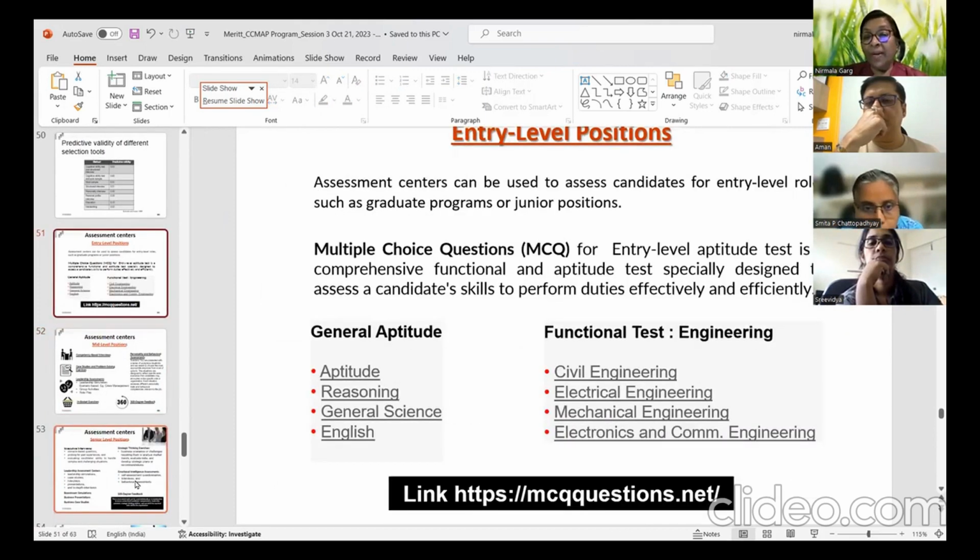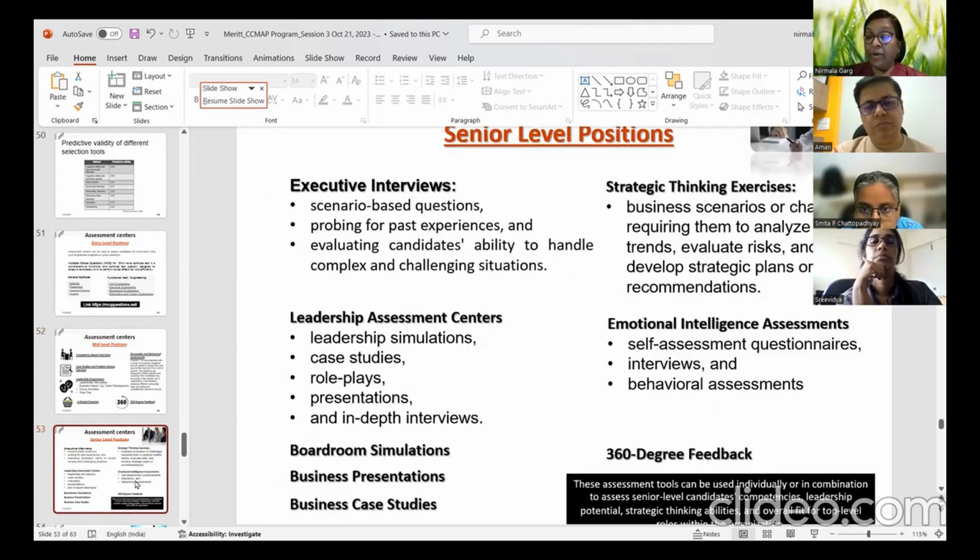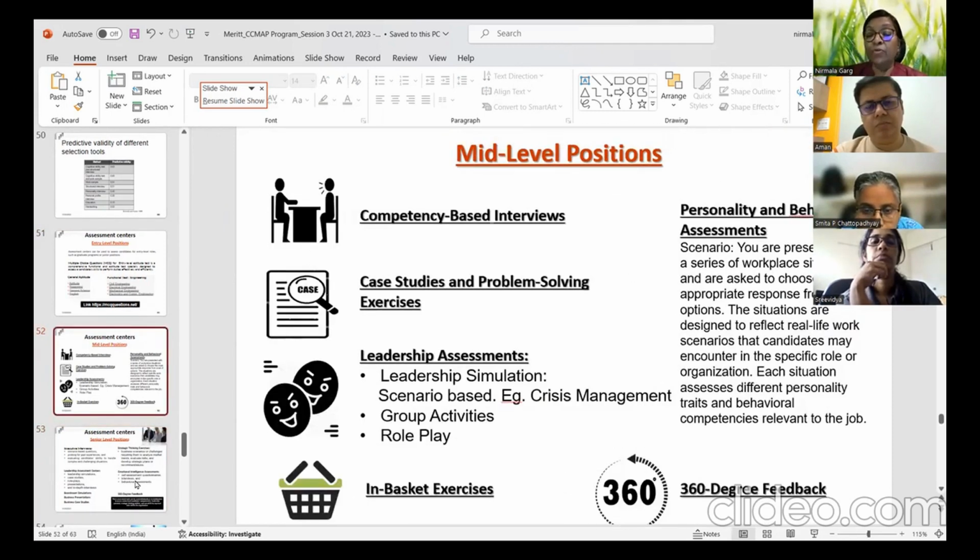So you can use it for entry level. You can use it for mid level. You can also use it for senior level. Now, when you use it for mid level, you can use something called leadership assessment as well. You can also use something called multi-rater feedback or 360 degrees feedback. Has anyone heard of multi-rater or 360 degrees feedback?